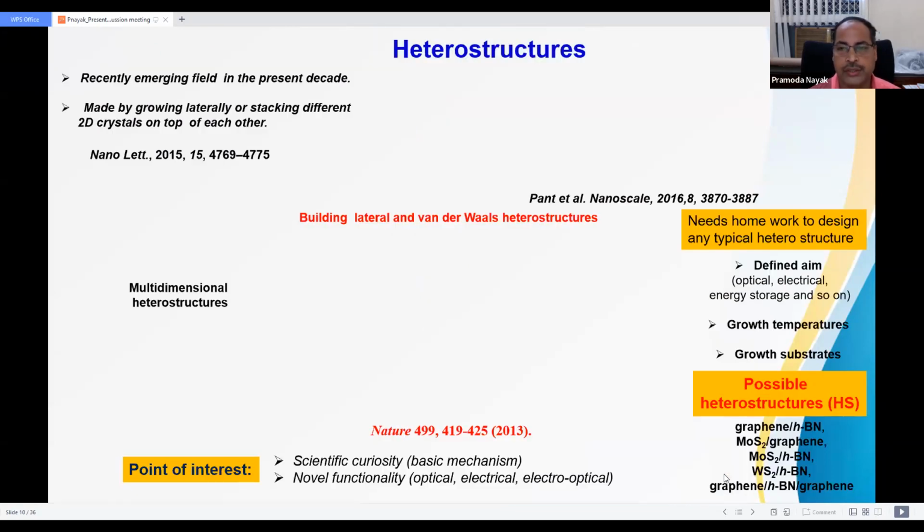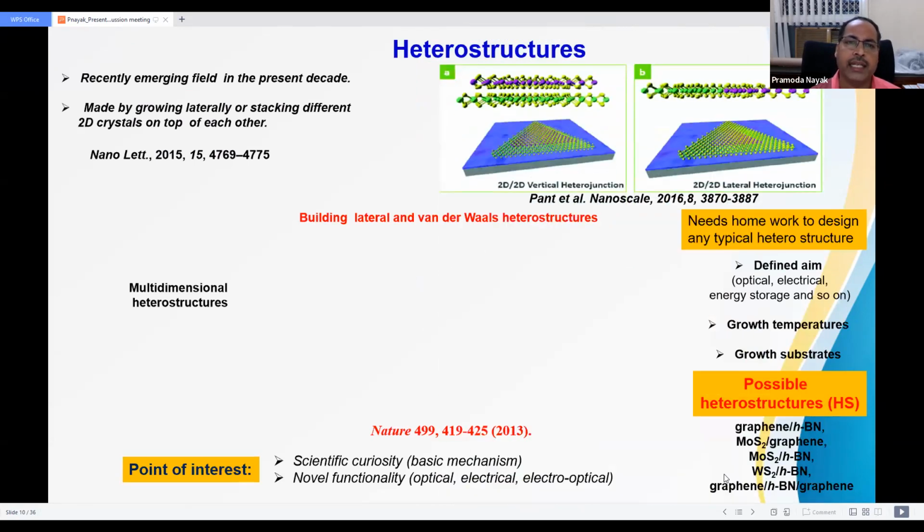Coming to the heterostructure: when you combine two different monolayer materials, you get a heterostructure, which is a hybrid material, and its functionality is completely different from that of the individual layers. We can make lateral as well as van der Waals heterostructures. For lateral, you connect one material to another: you prepare one material, then take it to another CVD chamber and nucleate from its edge. Then you can have the lateral heterostructure. Similarly, using transfer processes, you can make the vertical heterostructure.